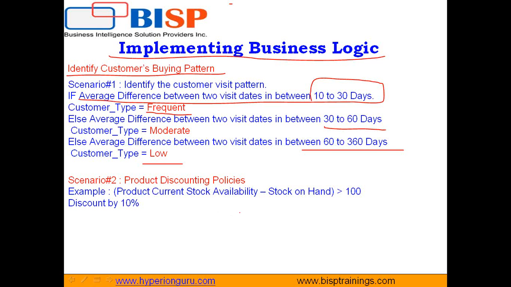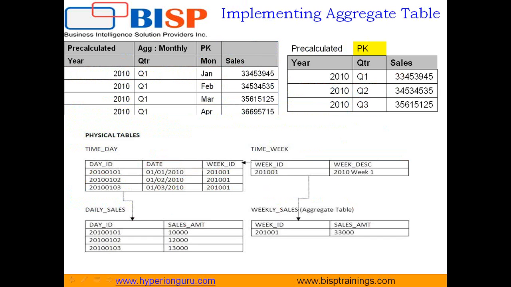So product current stock availability and stock in hand, if the variance between both is greater than 100, I've got plenty of products available in my stock, I like to apply a discount. It could be simple, it could be very complicated business logic, depending on the business. All these business logics are imposed in your semantic layer. Therefore your semantic layer is designed primarily for that.